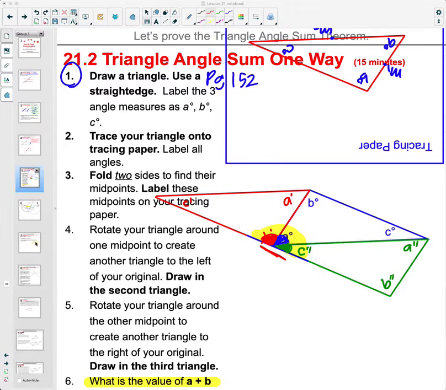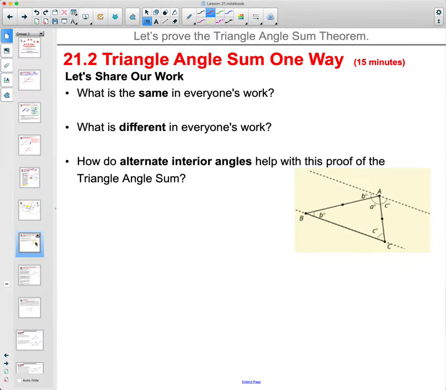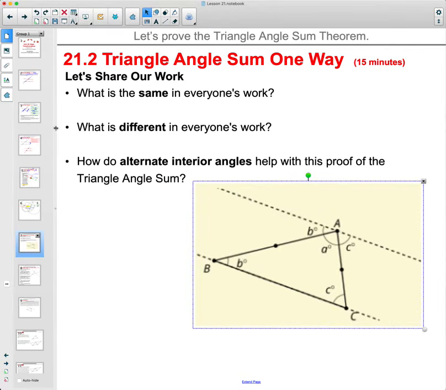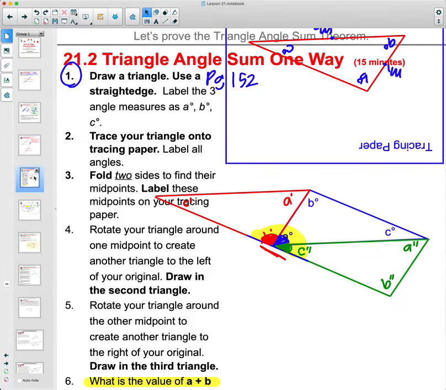If you take a look and compare to the people around you, what's the same in everyone's work and what's different? Can you see any alternate interior angles to help you with this proof? Here's one diagram, and then let me grab mine as well.